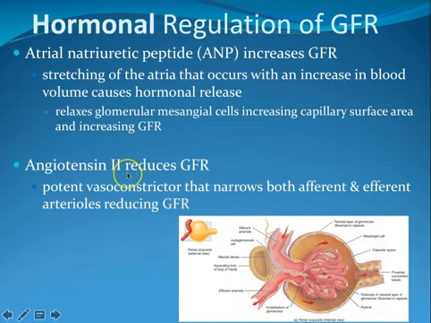We have something called angiotensin II, and we'll talk much more about this when we get to the pH and ions portion. It reduces glomerular filtration rate, so it does the opposite. And angiotensin II is a potent vasoconstrictor, so it narrows both the afferent and efferent arterioles, reducing the glomerular filtration rate.